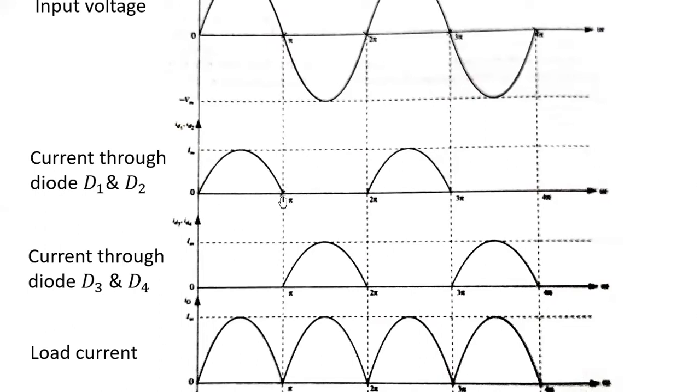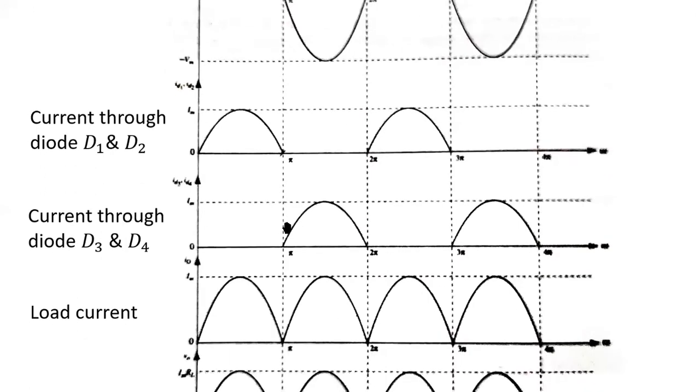During the negative half cycle, diodes D1 and D2 are off, so the current through them is 0, right? During the positive half cycle, it has Im sin omega t, so the peak value is Im. And during the negative half cycle, you can see the current through diodes D3 and D4. During the positive half cycle, D3 and D4 are off, so their current is 0.